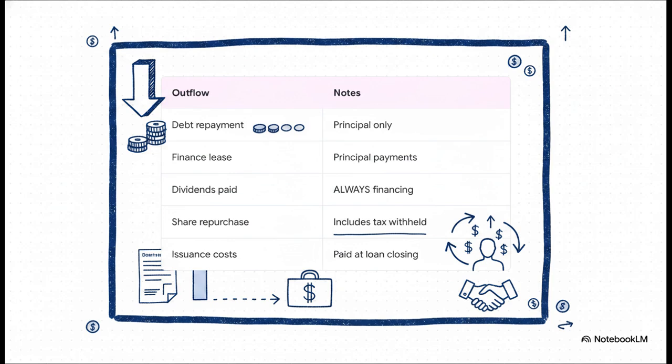Now, the absolutely crucial point here is that when you make debt repayments, we are talking about the principal only. Just the principal reduction goes here, and that same rule applies to the principal payments on finance leases. We also see cash going back to the shareholders through share repurchases and dividends paid. Interestingly, even the initial debt issuance costs that you pay when you close a loan are classified as financing outflows.